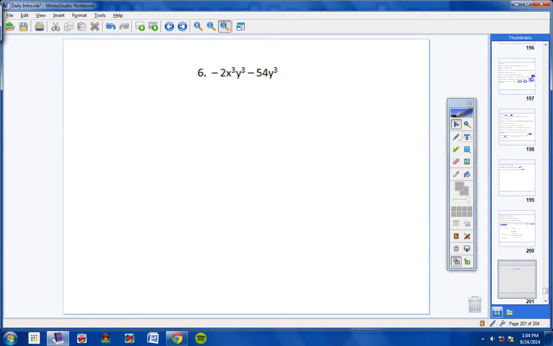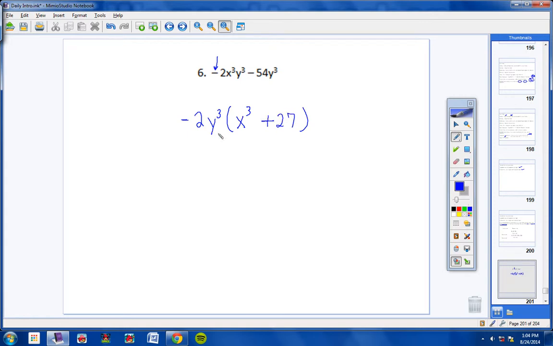Okay. We're going to pull out what's common. A 2 goes into both of these numbers. I'm going to pull out a 2, plus your first term is negative, so I'm going to pull out a negative 2. Notice you have a y cubed here and a y cubed here, so I can pull out a y cubed. So here's what I'm left over with. I'm left over with x cubed plus 27.